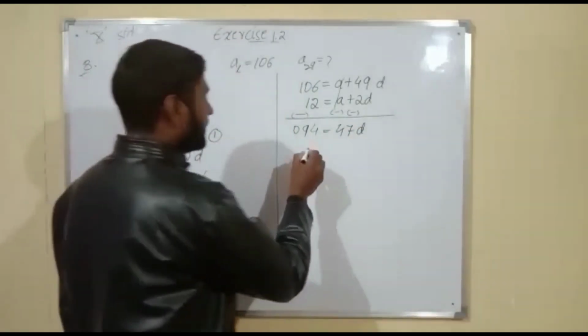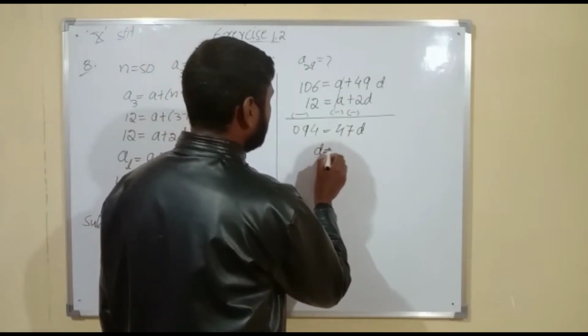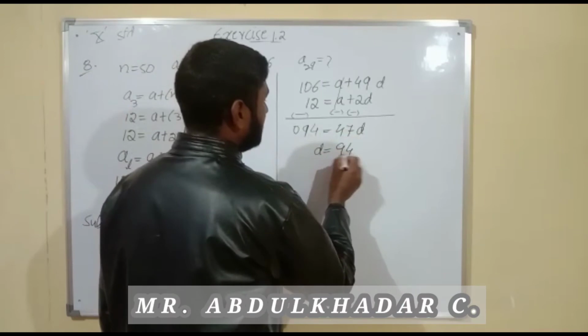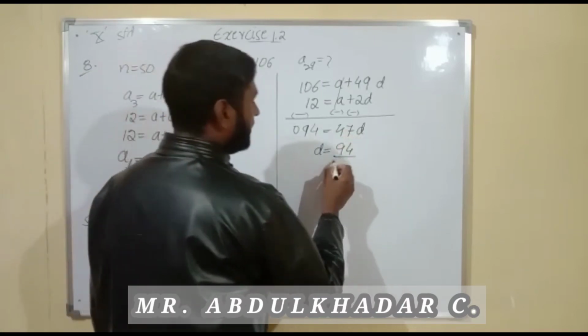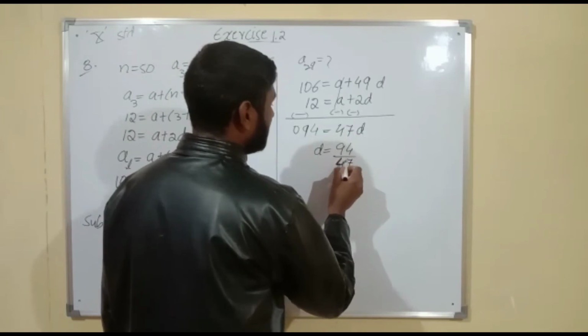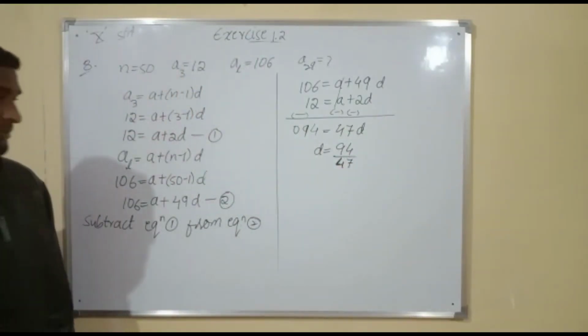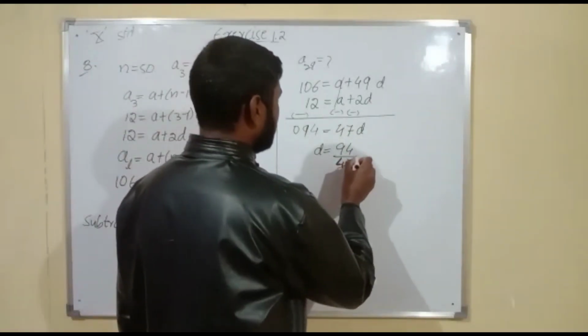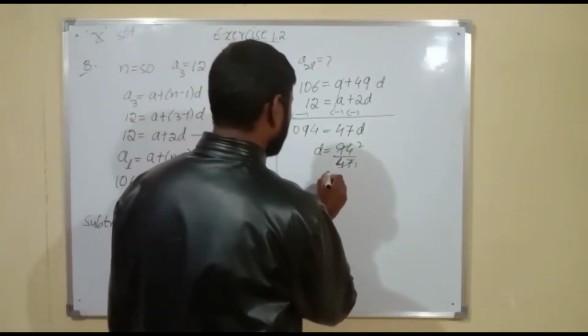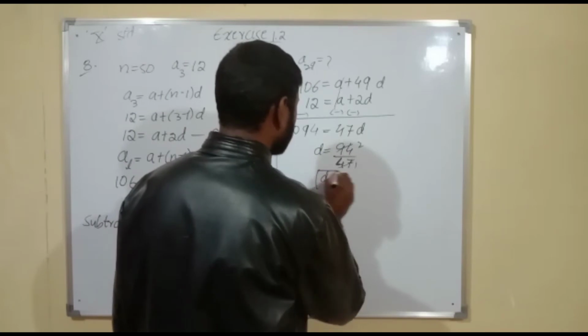Okay, so d is equal to, let me write here 94. Bring this 47 to the left hand side, which comes in the denominator. See here, 47 ones are 47, 47 twos are 94. Okay. So d is equal to 2, we got.